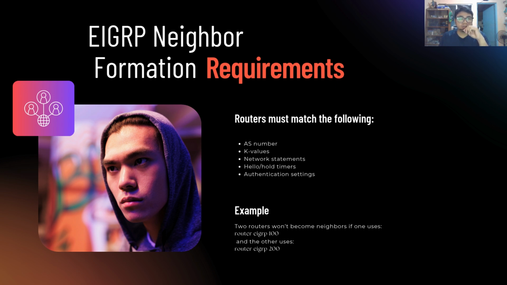For an adjacency to form, EIGRP routers must agree on several parameters. The most important is the autonomous system number. If two routers have mismatched AS numbers, they won't even recognize each other. They must also have matching K values because these determine which metrics are used. Hello and hold timers must also be compatible. If authentication is configured, both sides must share the same hash key. When all these conditions match, routers form an adjacency and exchange routing information.